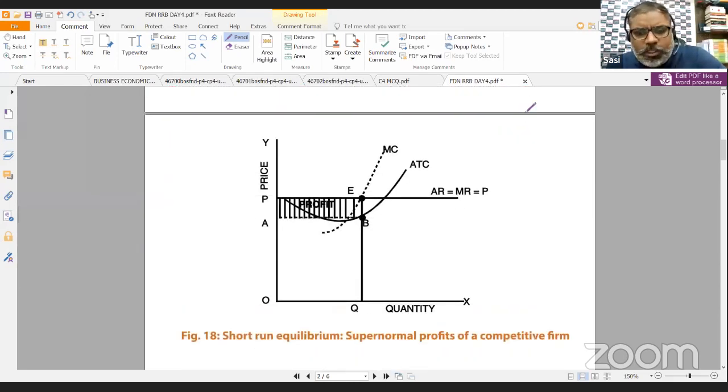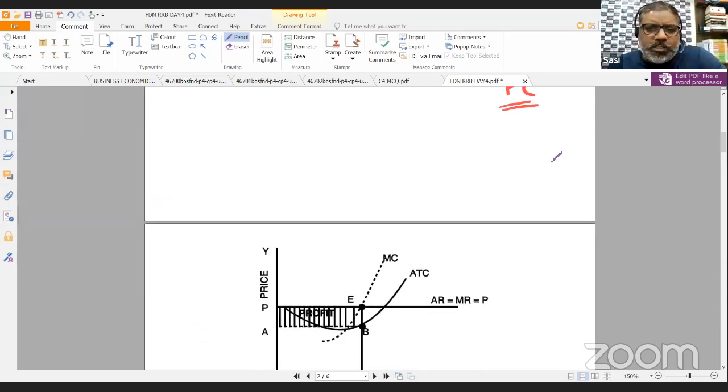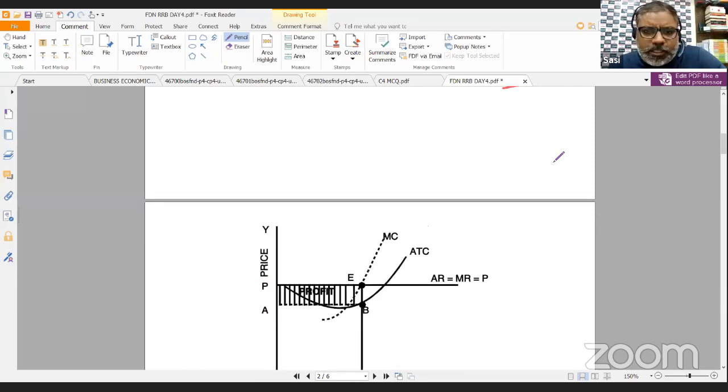Now let us look at profits. How can perfectly competitive firms make normal profits, supernormal profits, and losses? First of all, what is normal profit? Normal profit is where economic profits are zero, but accounting profits are positive. Why is that? For this, we need to know the difference between accounting cost and economic cost. Accounting cost is the explicit cost. Economic cost is accounting cost plus implicit cost also. That means accounting cost will always be less than the economic cost. Naturally, the economic profit will always be less than the accounting profit.